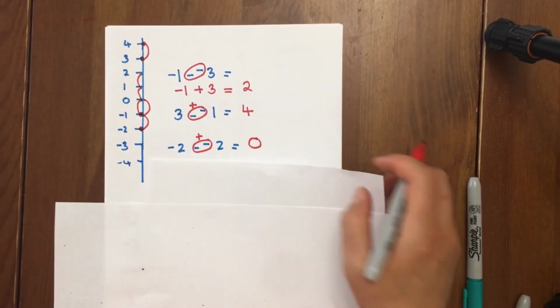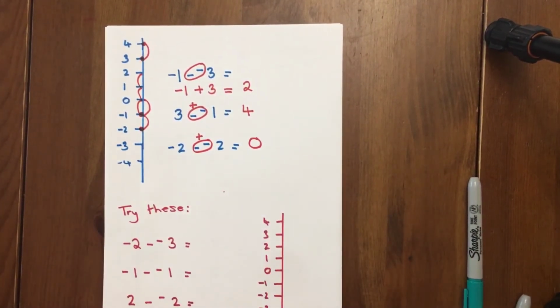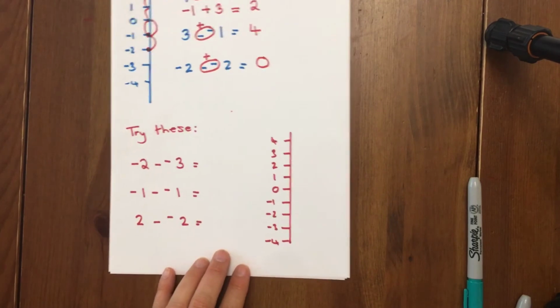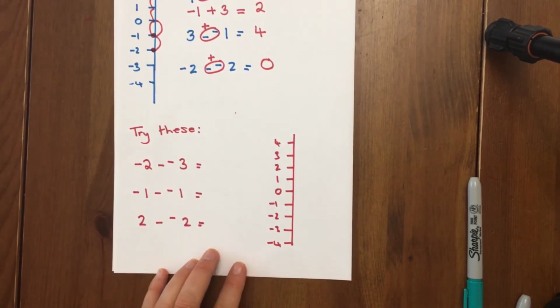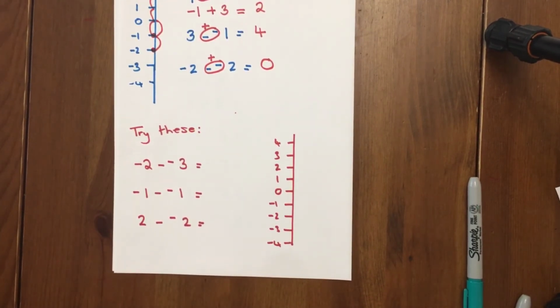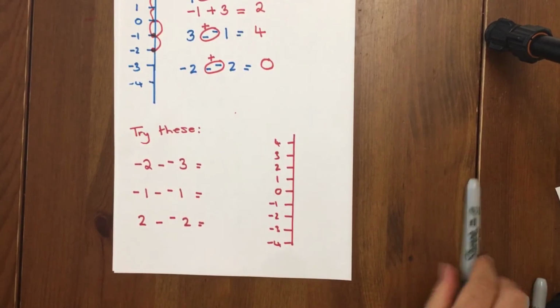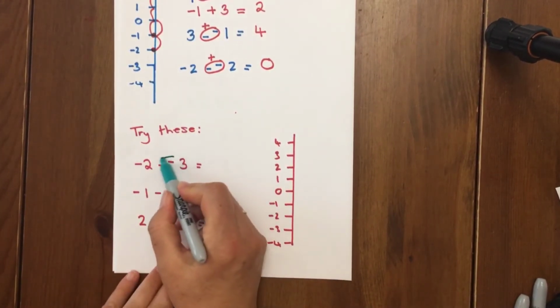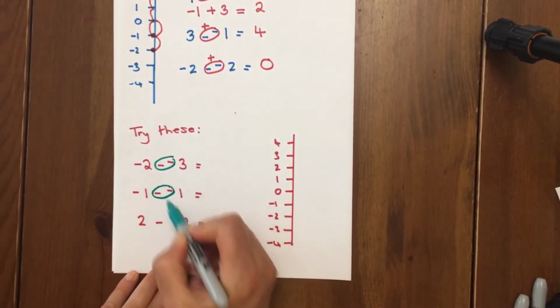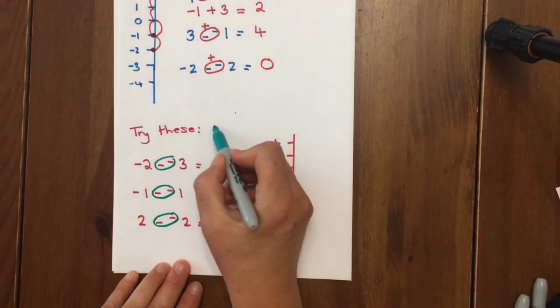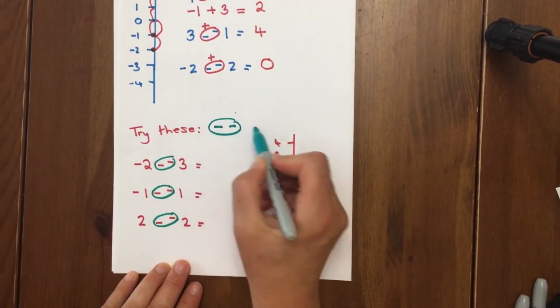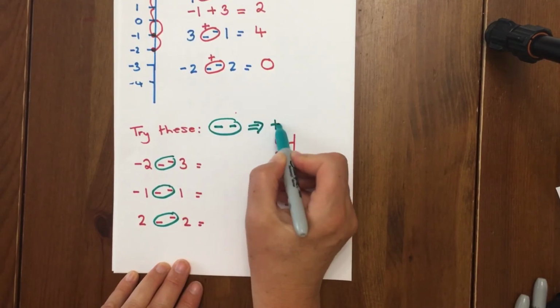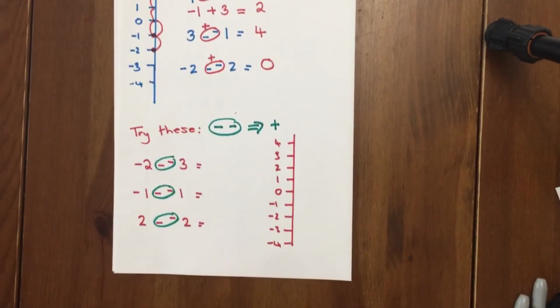Okay, so I hope you've got those examples in your book, and you're now going to write these 3 questions. Have a go at doing them. Remember to circle the signs that are touching, and remember that if they're both negatives, they will change into a positive sign. Pause and have a go, please.